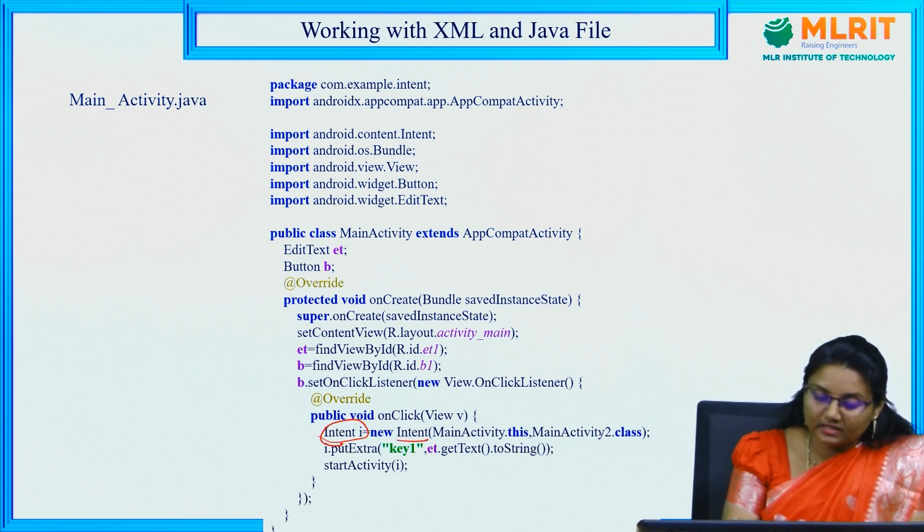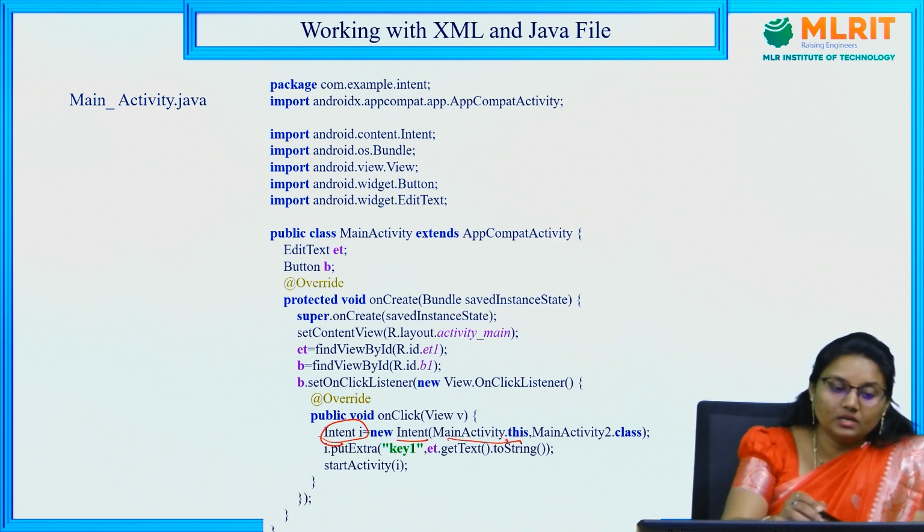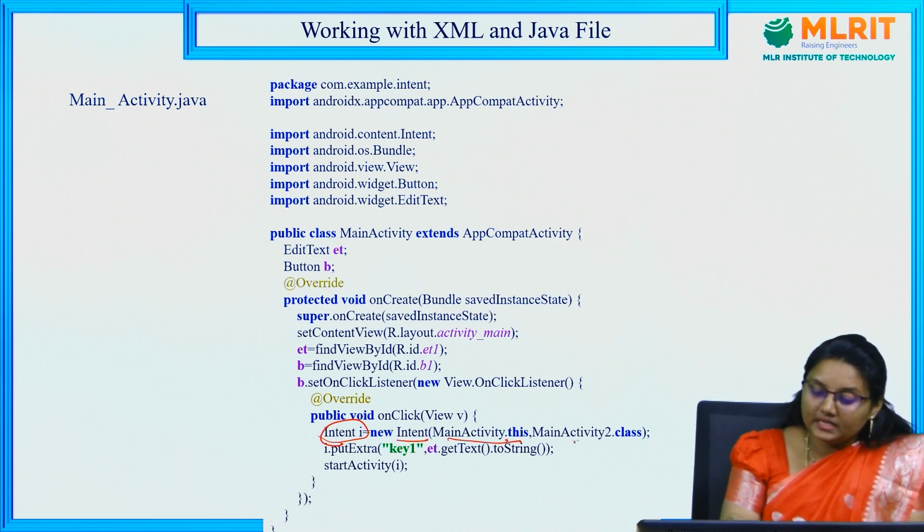There are two activities we have used in this example. So MainActivity.this means what? This particular program. MainActivity2 means what?